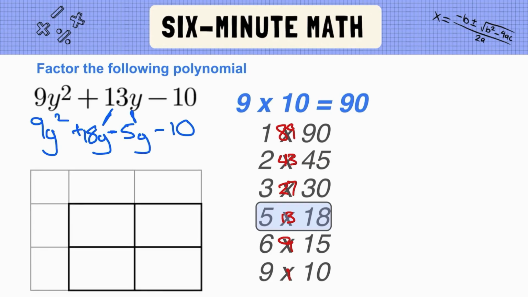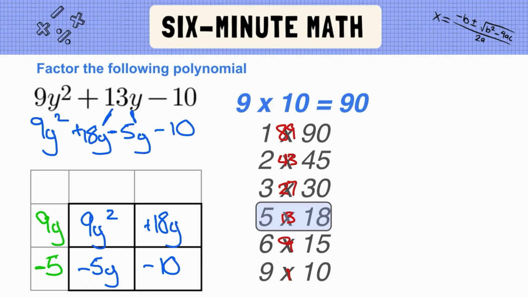We have 9y squared and negative 10 as my a and c values, which I need to put into my box. 9y squared plus 18y negative 5y minus 10. 9y squared and 18y factors very nicely to 9y. And negative 5y minus 10 also factors nicely. I'm going to give this a negative 5.